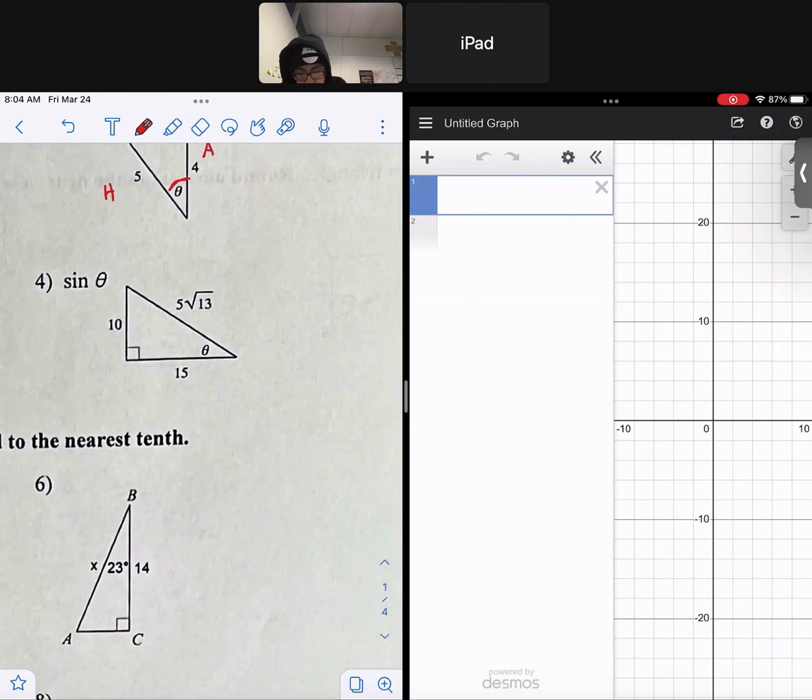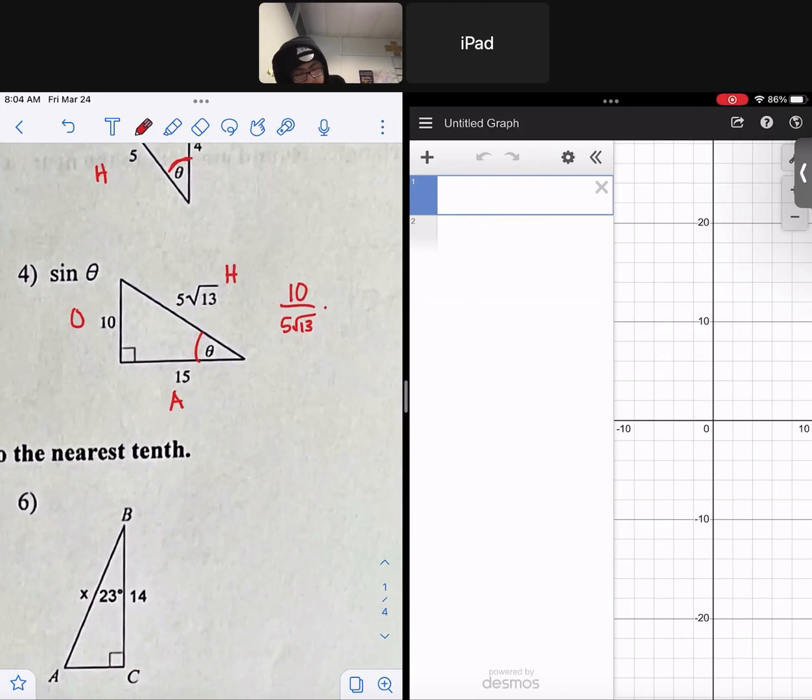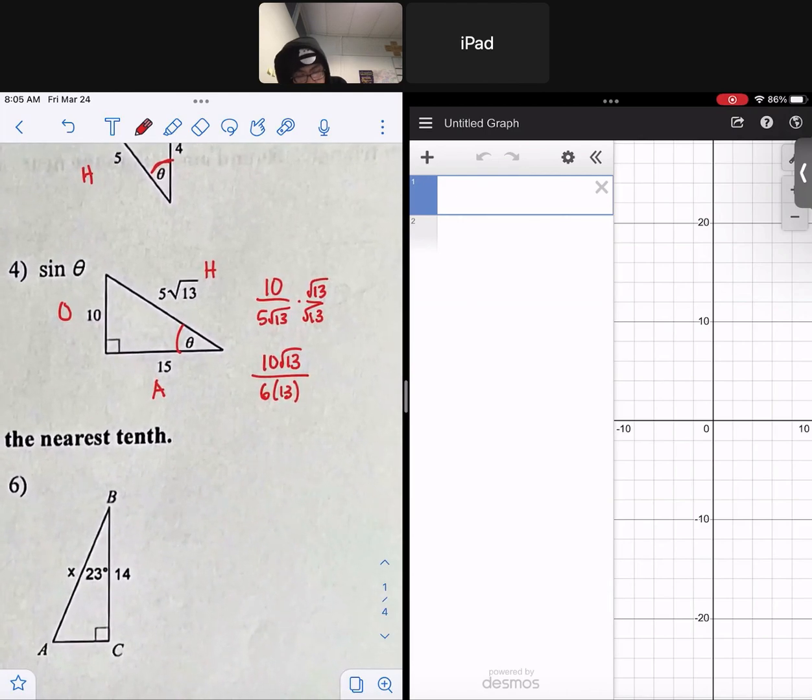Here's sine. In the perspective of this angle, the furthest side is the opposite side. The one across from the 90 degree is hypotenuse, and the side length next to it, adjacent. Sine uses opposite over hypotenuse, so opposite side over hypotenuse. Now you need to rationalize this, which means we cannot have a radical in the denominator, so multiply top and bottom by rad 13. So we're going to get 10 rad 13 all over 6 times 13, because remember, rad 13 times itself is just that number.